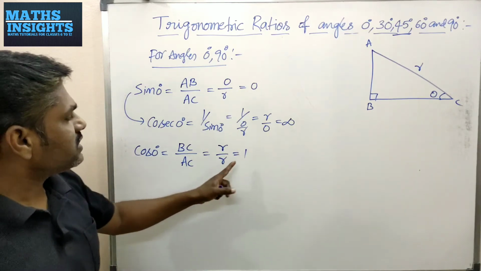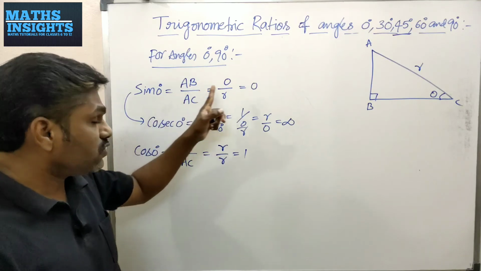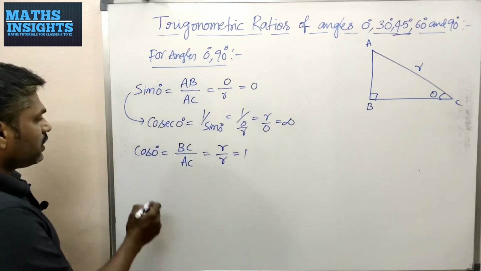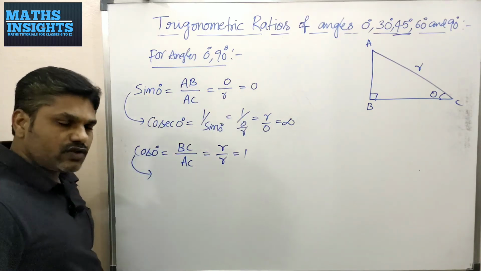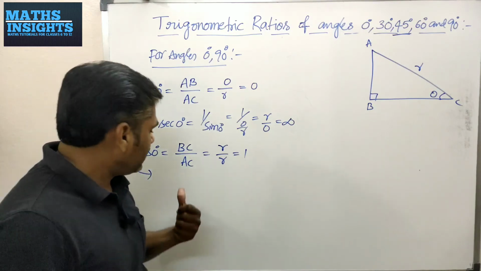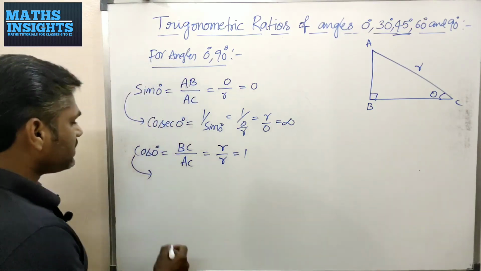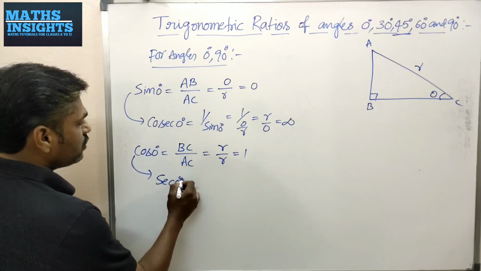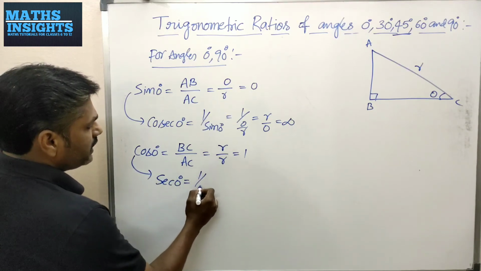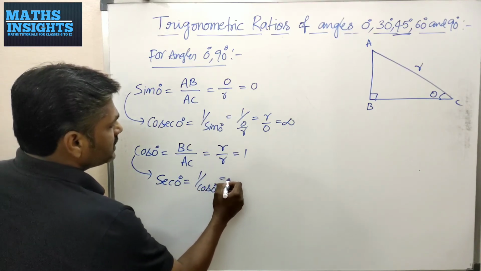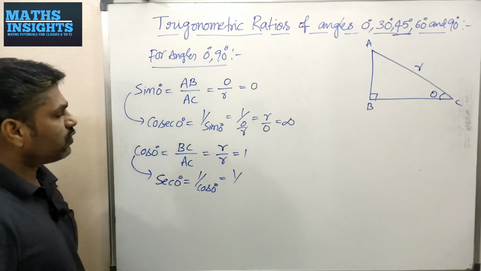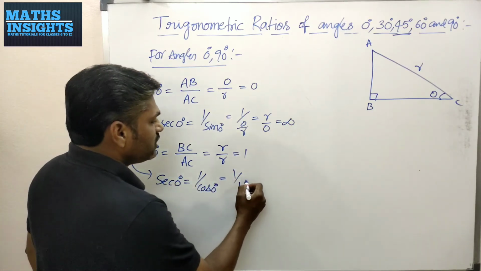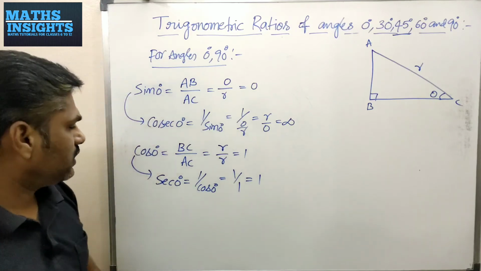Therefore cos 0 is 1 but sin 0 is 0. Now we have to take the ratio which is reciprocal to cos, that is secant. Secant 0 equals 1 by cos 0 degrees. Therefore 1 by, what is that? 1. So this is also 1.